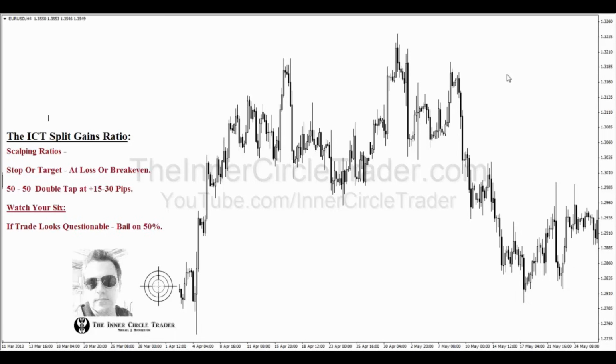So there you go. Or you can simply just use the double tap. As soon as you get to 15 to 30 pips, you take 50% of the position off, and then you can leave the position open and catch anything that would be in sync with the higher time frames. If you're counter trend or out of sync from the 4-hour and daily, always watch your six. You would look to take 50% of the trade off if the trade is questionable, and just manage it like you would if you were trading in sync.